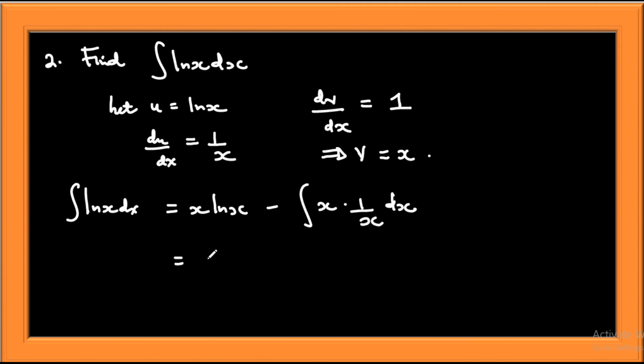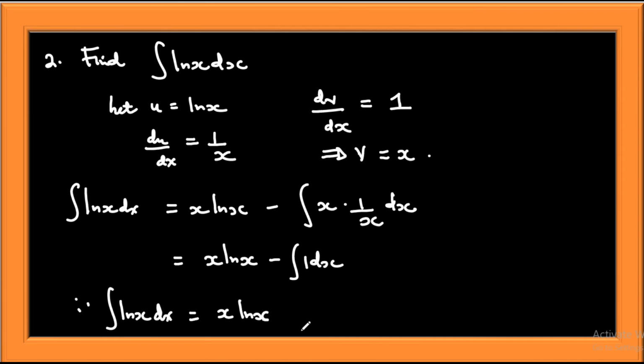At the end of the day, our answer becomes x ln x minus, when you have x multiplied by 1 over x, the x cancels, so you remain with the integral of 1 with respect to x. Therefore we can conclude that indeed the integral of ln x with respect to x is equal to x ln x minus x, because when you integrate 1 with respect to x, you get x, and then plus our arbitrary constant of integration. As simple as that.